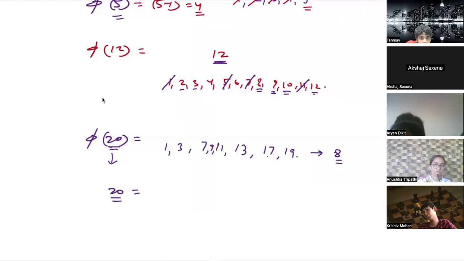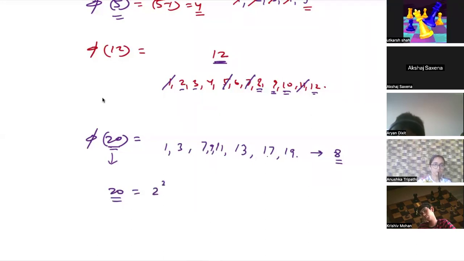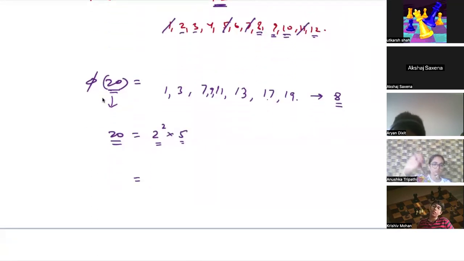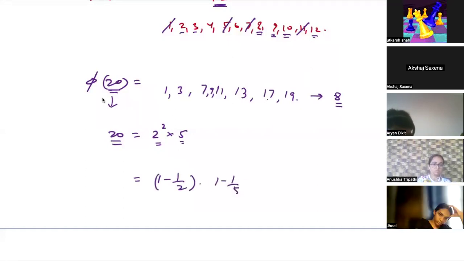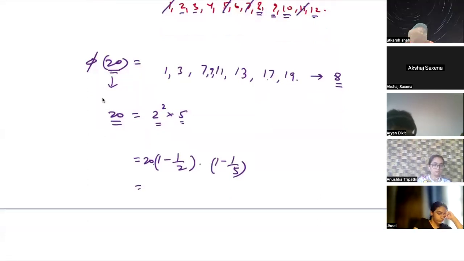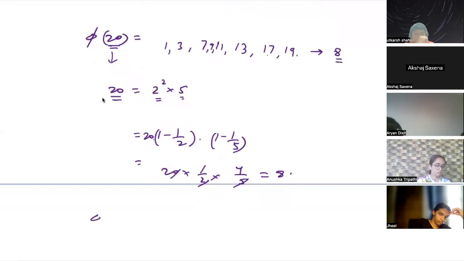The number 20, we can write this as 2 square into 5, right? So you have to write 20 into 1 minus 1 by 2 into 1 minus 1 by 5. These many numbers you will get. So you are getting 20 into 1 by 2 into 4 by 5. The number is 8. But if the number is prime, say 17, obviously we know that 16 numbers are there, because except 17, all the numbers are relatively prime to 17. Is this okay, everyone?